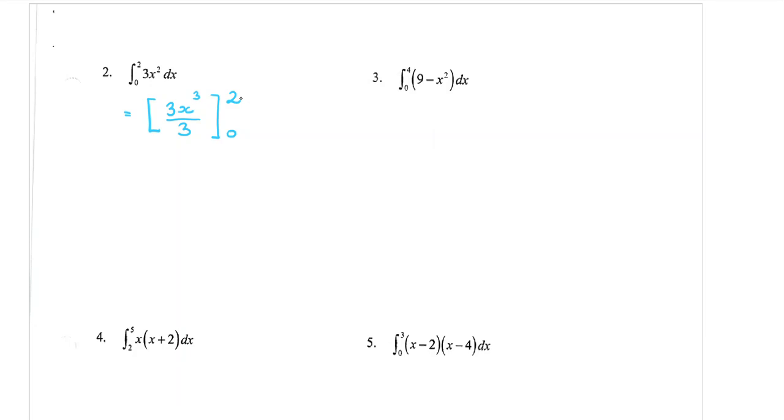Okay, I'm going to simplify it before I sub in. The 3's will cancel out. And I will just have x cubed between 0 and 2. Let's sub in the top number. That would be 2 cubed. Then we subtract, sub in the bottom number, which is 0. Obviously 0 cubed is nothing, but still good to show that we know what we're doing. 2 cubed is equal to 8.